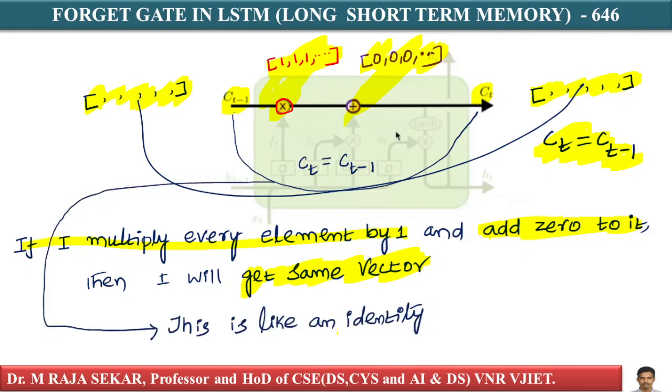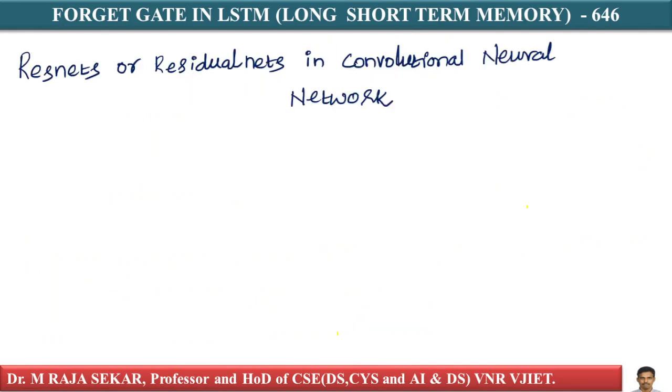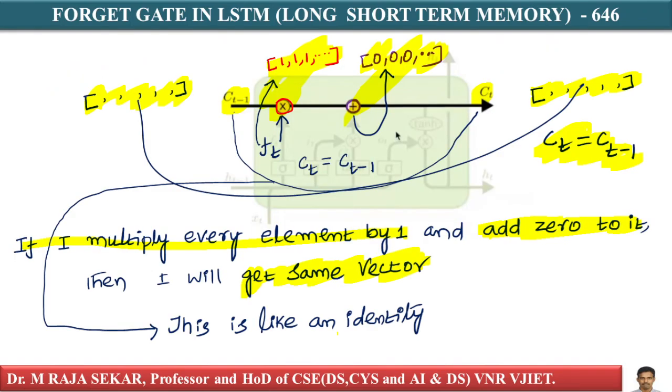This is like an identity. ct minus 1 being the same as ct means this becomes like an identity, if and only if the input that we get from here, let me say this input is ft, is a vector of all ones, and the input that you get here is all zeros. ft I am assuming all ones, and the input I am getting here I am assuming all zeros.